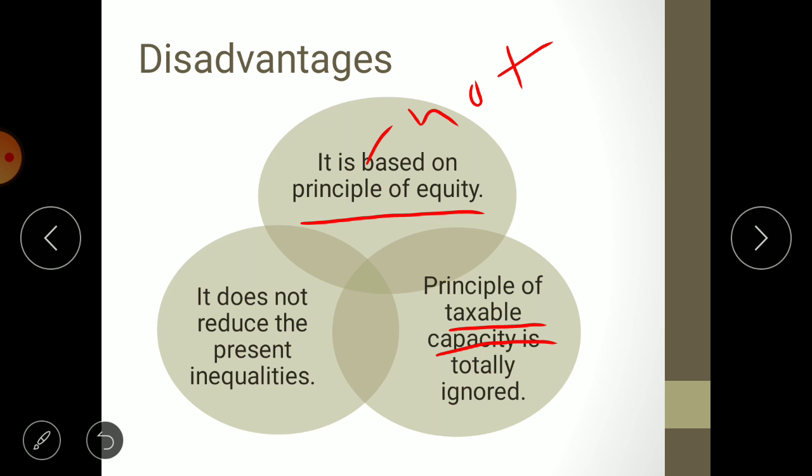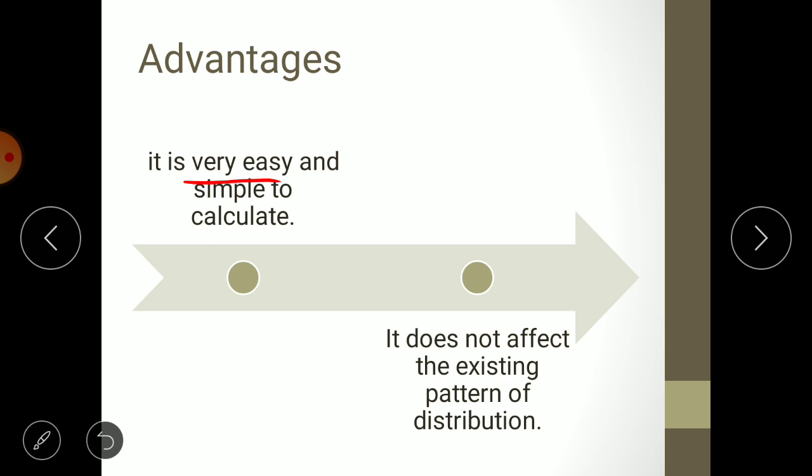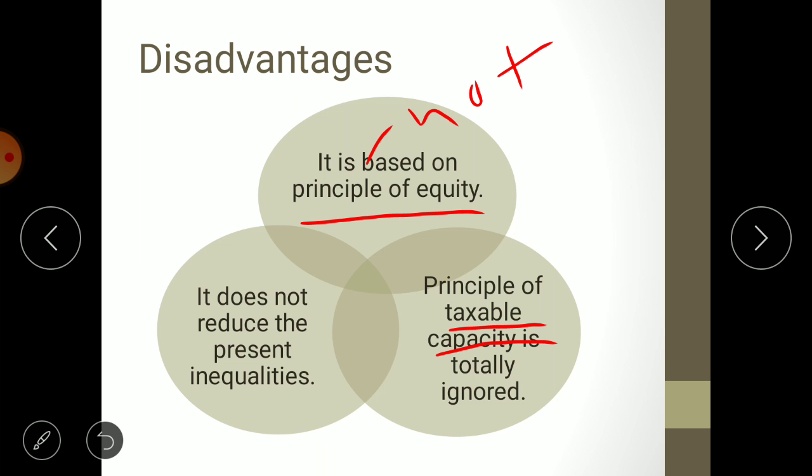Now, let us see the third disadvantage of the proportional taxation. The third is it does not reduce the present inequalities. That is what the advantage of this one. Here it is written that it does not affect the existing pattern of distribution as an advantage, and in disadvantage it is written that it does not reduce the present inequalities. See, I have given you an explanation that every country has a triangle system of income distribution. There are three classes: rich, middle class, and poor class. Just because we are charging the same rate of tax, the rich will remain rich and the poor will remain poor.